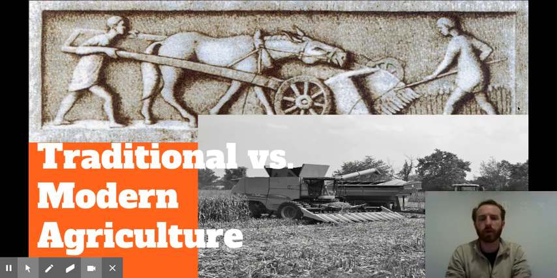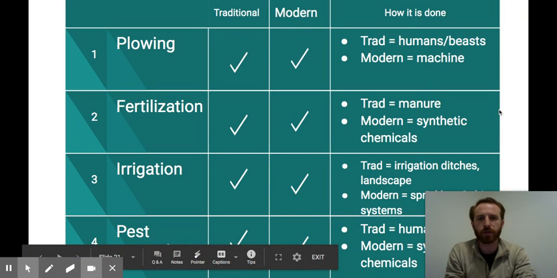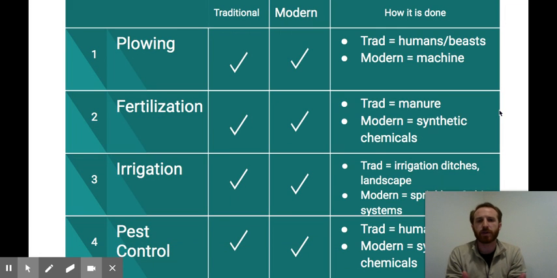So some of the ways that we can discuss how we've treated the earth for so long is we can look at the difference between traditional and modern agriculture. So I'm going to compare the two with a little diagram. So if we look at traditional versus modern agricultural practices, all agriculture needs to have plowing occur, fertilization to occur, irrigation to occur, and pest control.